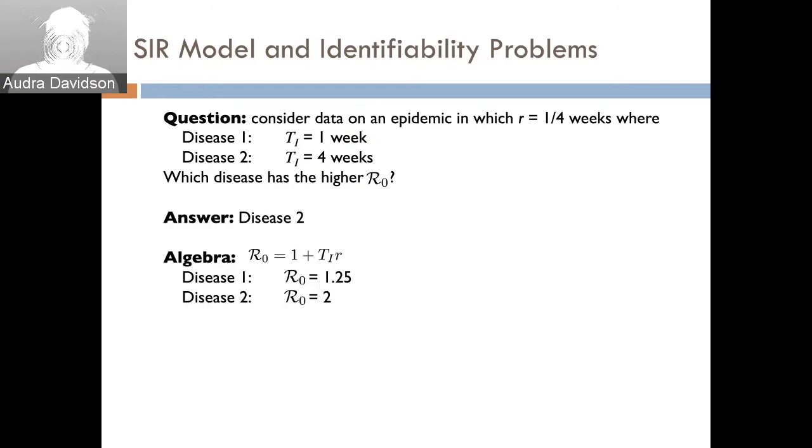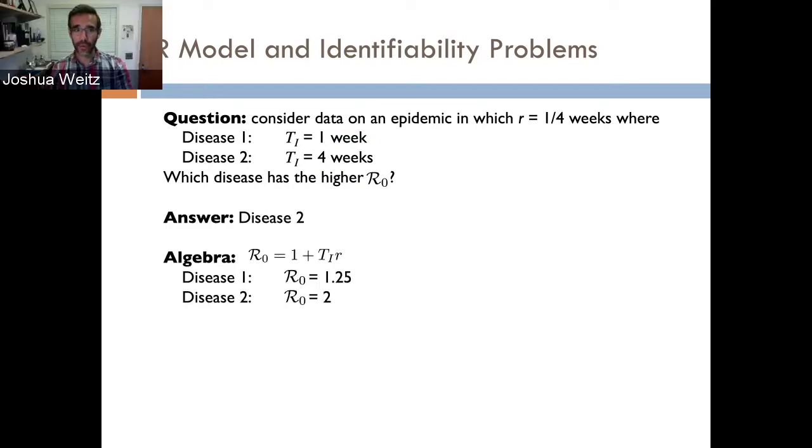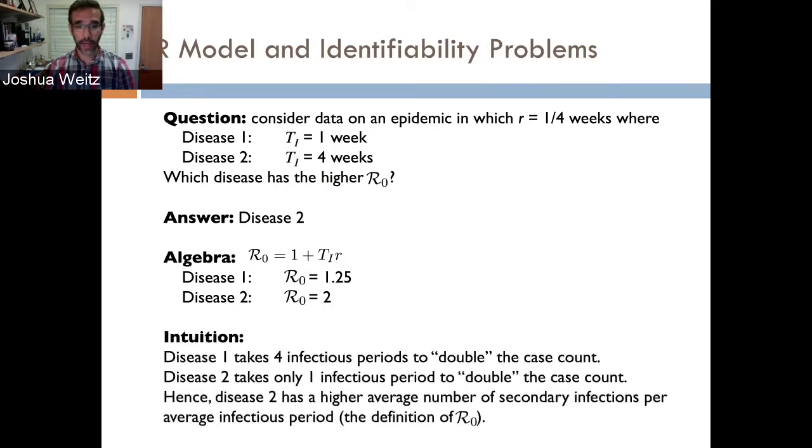Okay. It turns out it is disease 2. And why? If we just look at algebraically and we were to convert the equation I had before, what you can see is that R naught is just 1 plus this infectious period times r. And so R naught of disease 1 is 1.25 and disease 2 is 2. And that's fine, but I don't think that's quite intuitive enough.